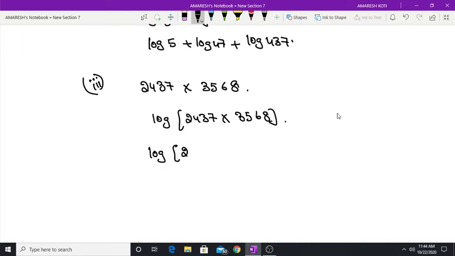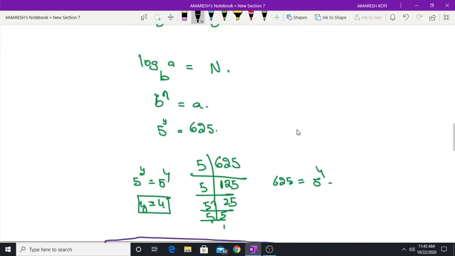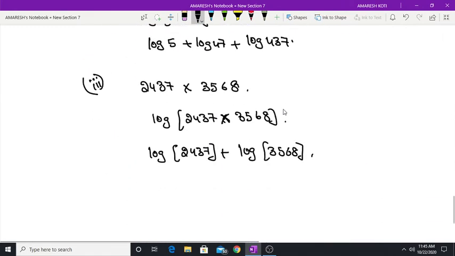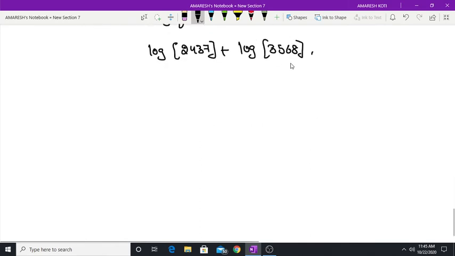So log of 2437 plus log of 2068. I have done this by the formula. Again I am telling you the formula. See, log x into y to the base a equals log x to the base a plus log y to the base a. Every sum I am doing is just by following that formula only.